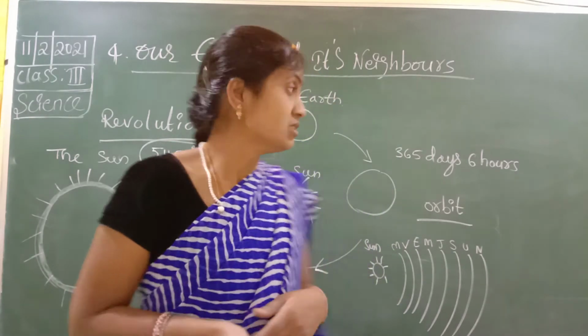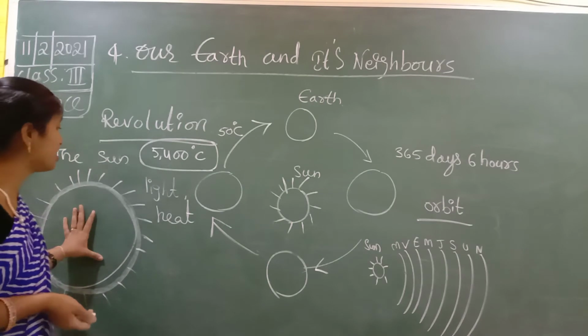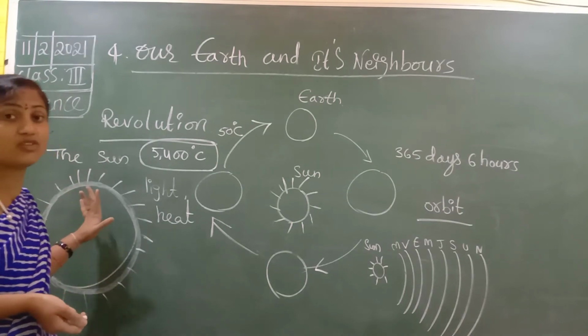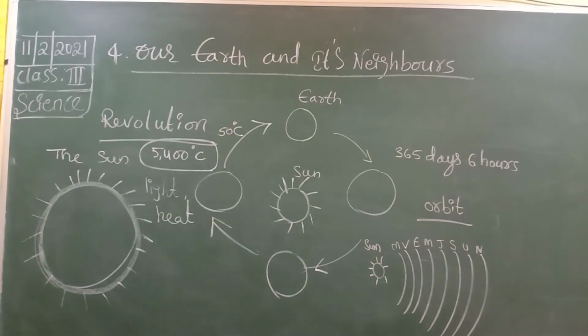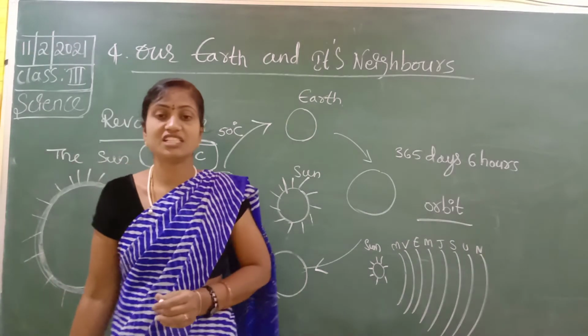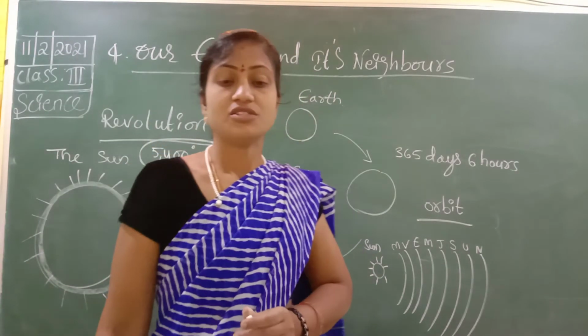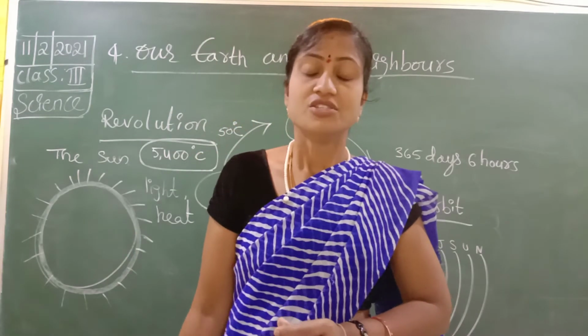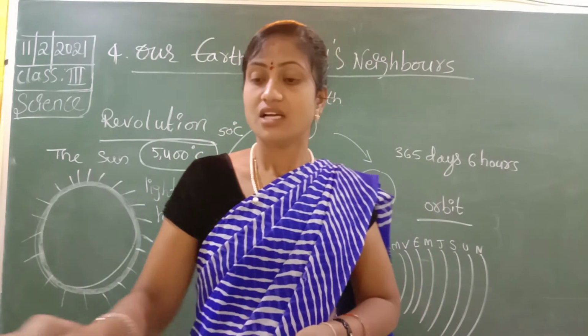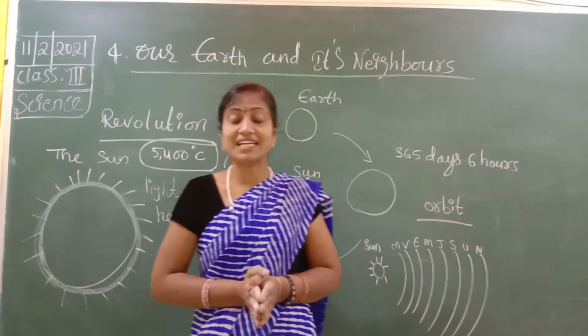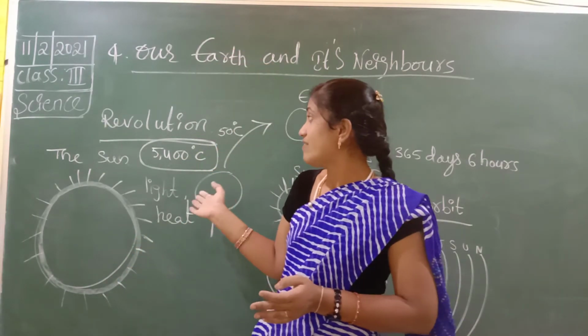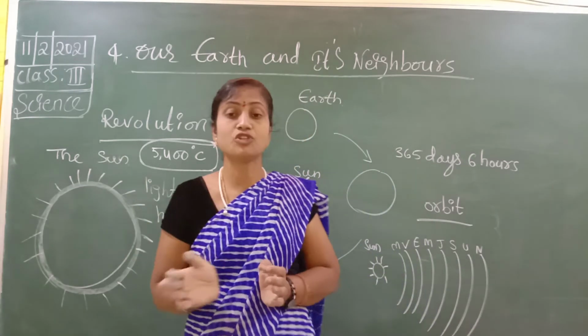Children, observe that the sun has its own light and shine. I hope you understand. Next you have to read the lesson on revolution and the sun, these two topics.